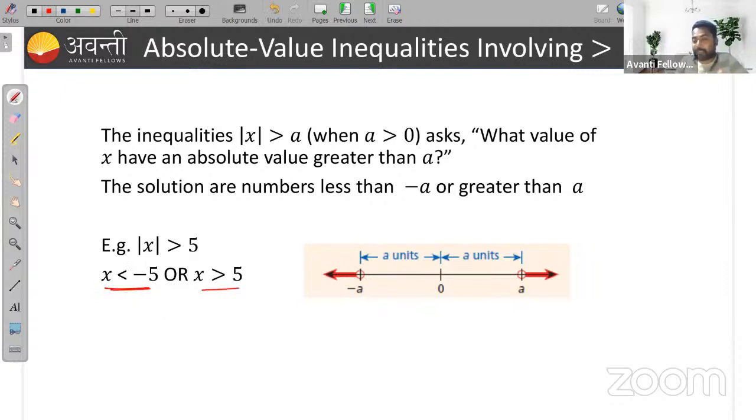Next, if you have mod x is greater than 5, that means x is less than minus 5 and x is greater than 5. Here we have mod x is greater than a. That means what will the solution set be? That is actually x is greater than a, that is the red shaded region, x is greater than a and x is less than minus a. Okay, so this is the solution set of your inequality mod x is greater than a.